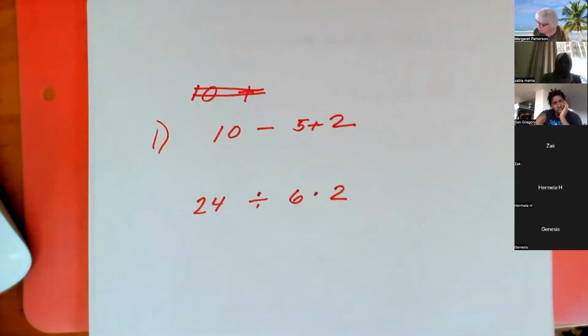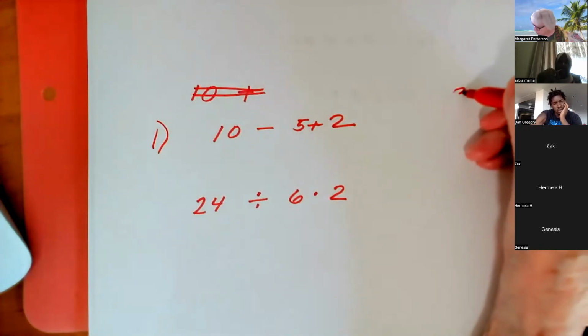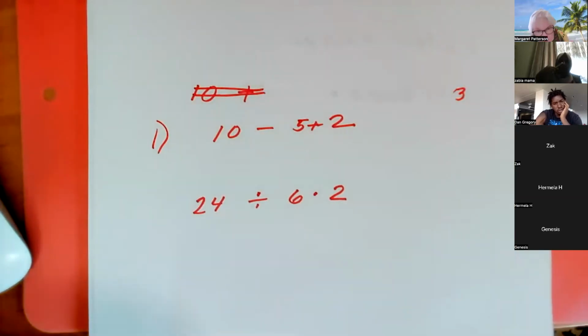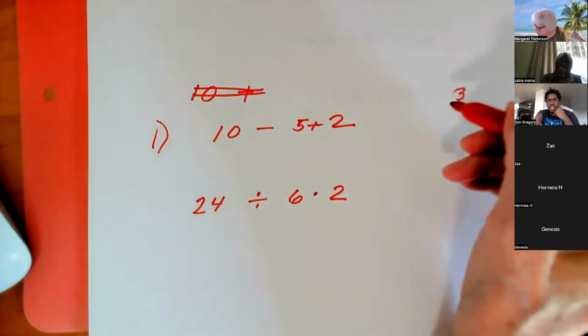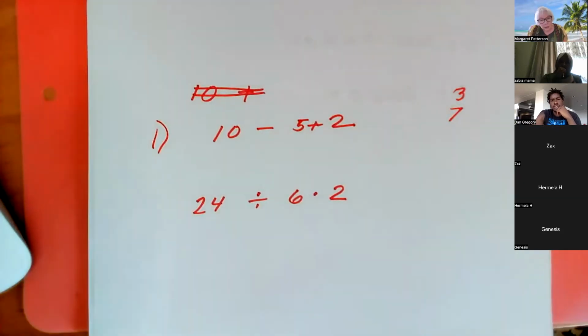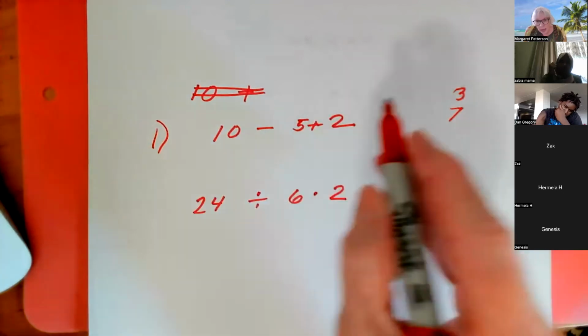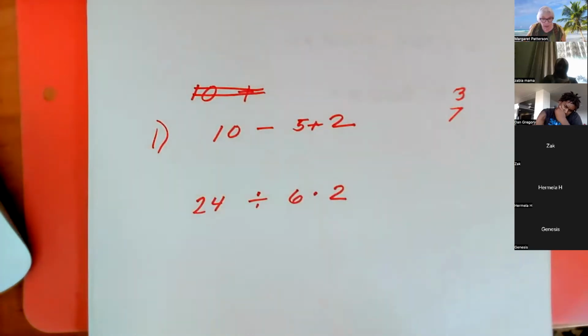It would be 3, right? Great. Okay, anybody else have a different answer? I think 7. Now, this is really important. Can this little problem have 2 different answers, completely different? What do you say to that?